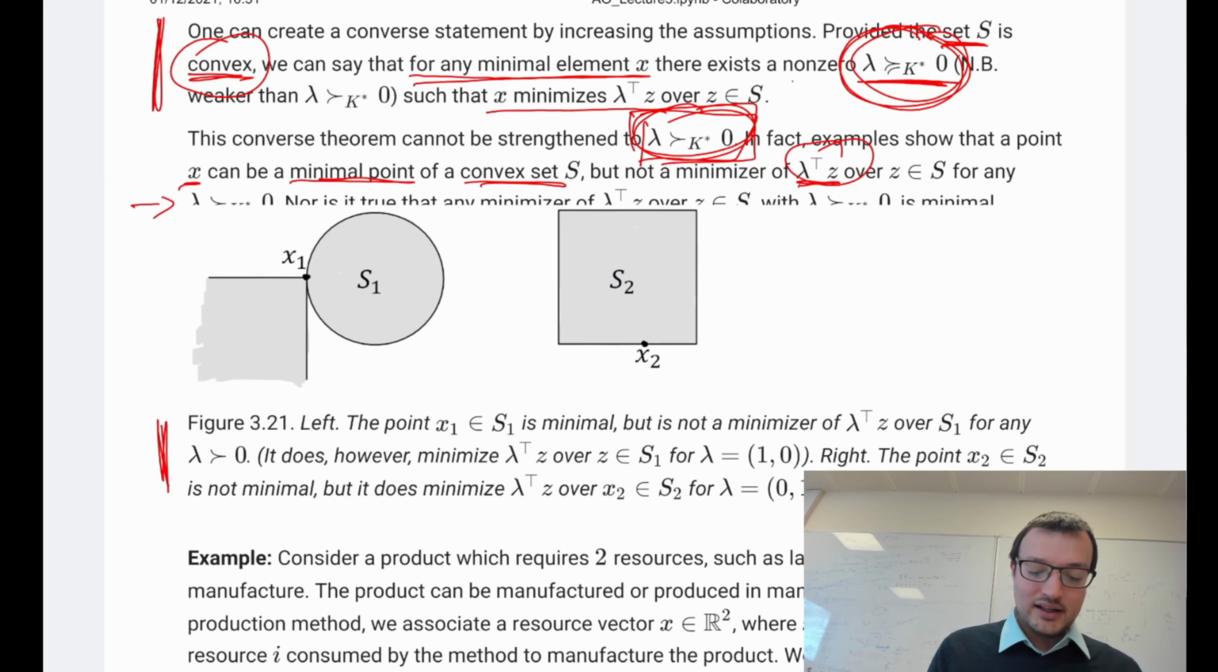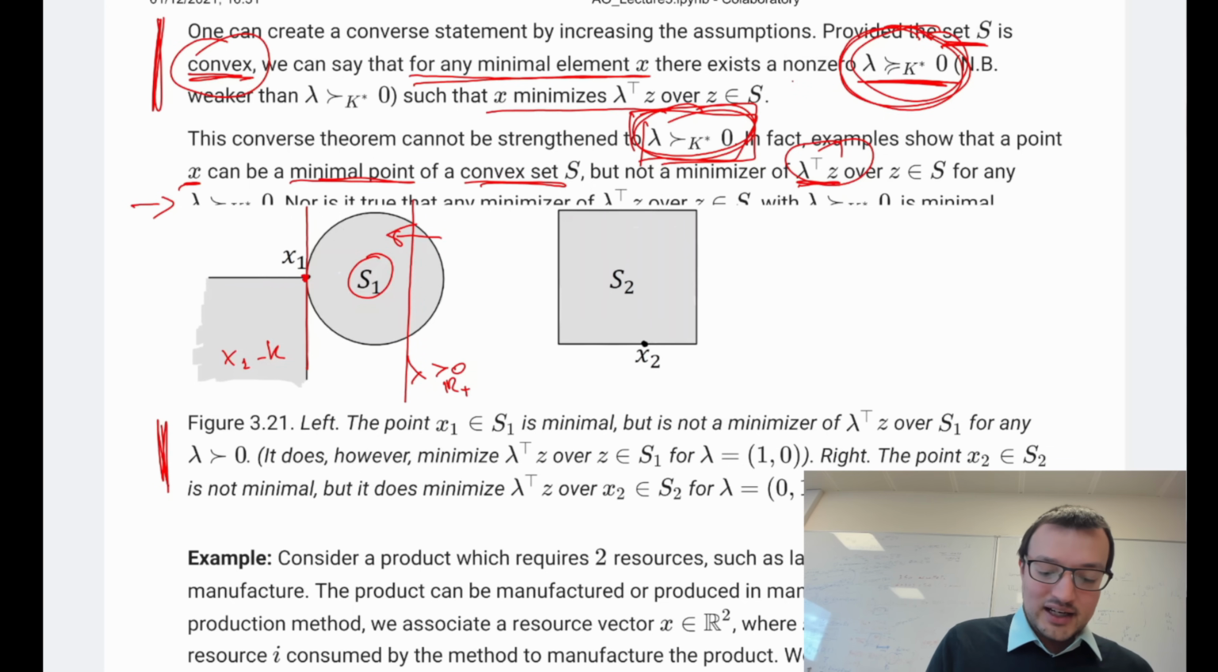For instance, we have S1 here, which is obviously a convex set. We construct here x1 minus k. So this point here is a minimal point, but it's not true that we can find a supporting hyperplane with lambda strictly positive in R with respect to R plus. In fact, we can construct the supporting hyperplane here, and it's going to be this one. So x1 is minimizing the vertical hyperplane, but this vertical hyperplane is associated to lambda 1, 0.